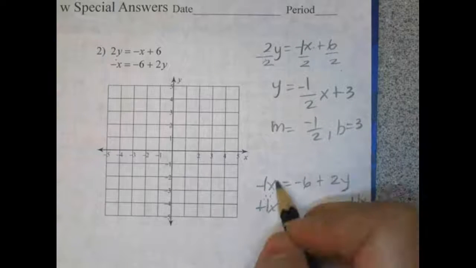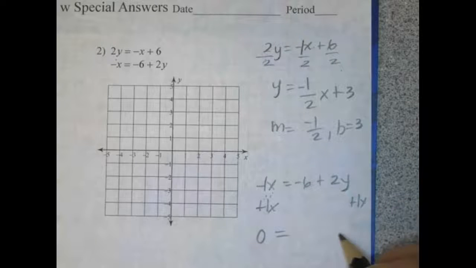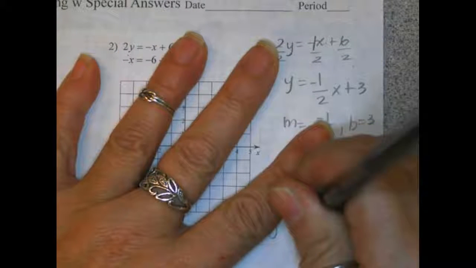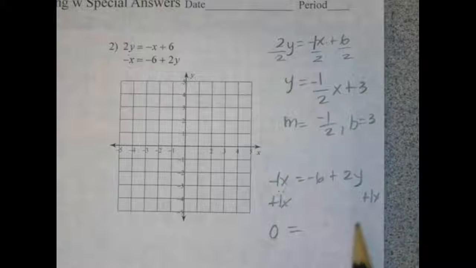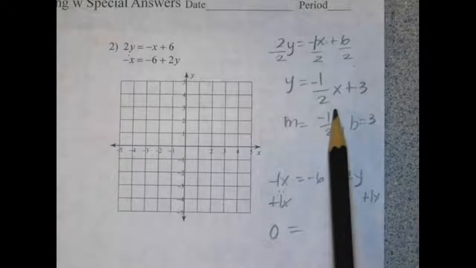That makes my new equation. This becomes a 0, negative 6. But before I put down this negative 6, I'm going to think about the order that I actually want it to be in. What do I want to be first after my equal sign if I'm putting it into slope-intercept form?